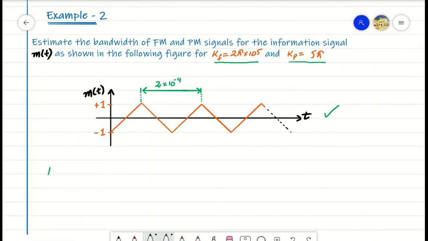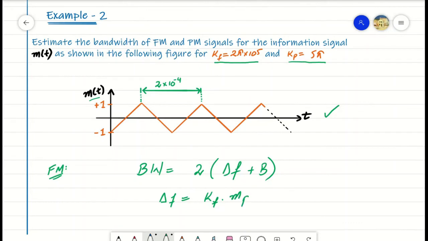So let's start by estimating if a frequency modulation is performed for the case that information signal is represented by this triangular wave. According to Carson's rule, bandwidth of a frequency modulated signal can be represented as 2 times the peak frequency deviation plus 2 times the bandwidth of information signal. And we are aware that delta f, which is the peak frequency deviation, is represented by kf multiplied by the peak amplitude of information signal divided by 2 pi for the case of frequency modulated signals.